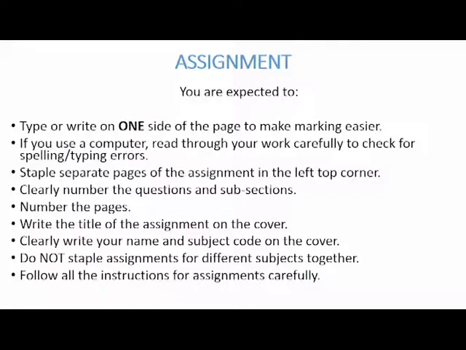Make sure you write the title of the assignment on the cover and clearly write your name and subject code also on the cover. Do not staple different assignments together. Follow all the instructions of the assignments carefully. So this will be written on the cover page or added to the cover page of the assignment. Make sure you read through everything clearly before you start.